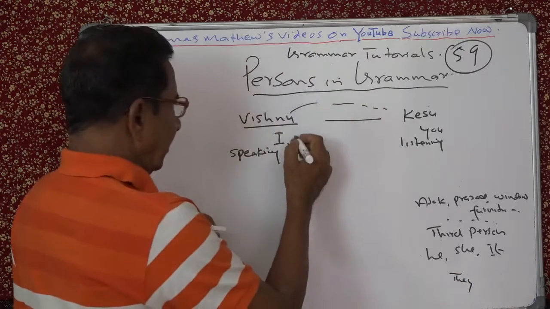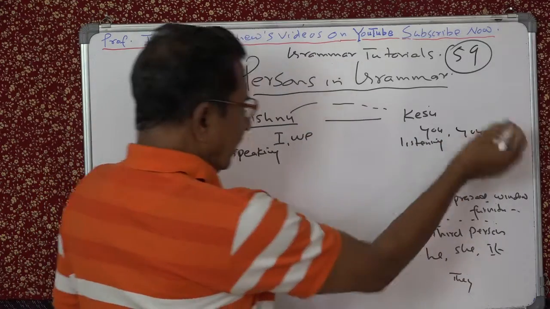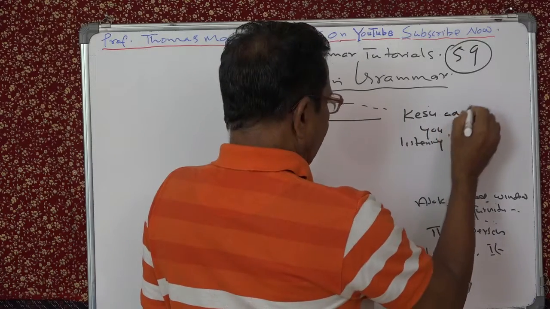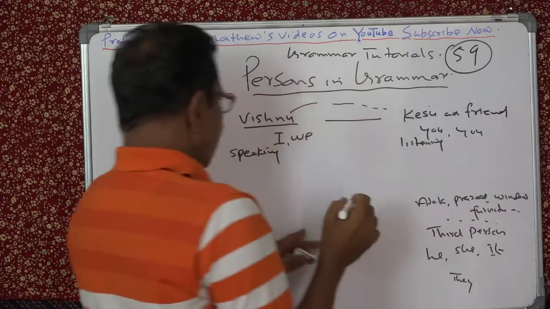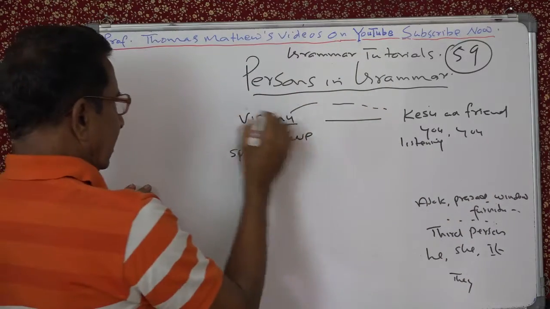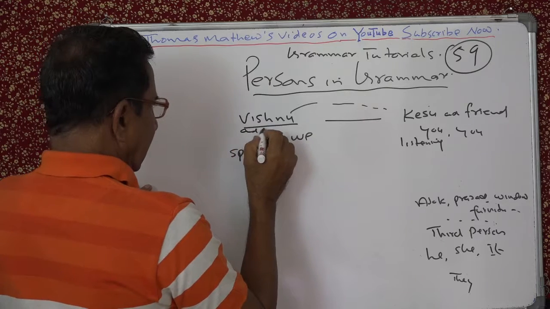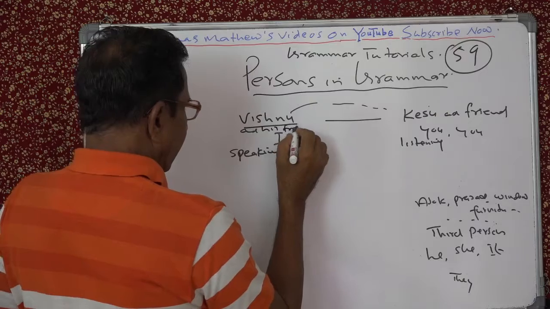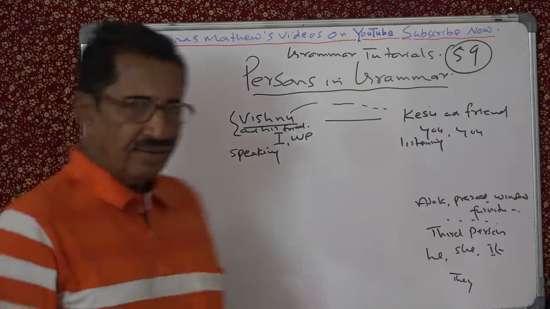Here plural will be we. Here plural will be you. Plural means Keshu and friends. And here, Vishnu and his friend, then there is a we.